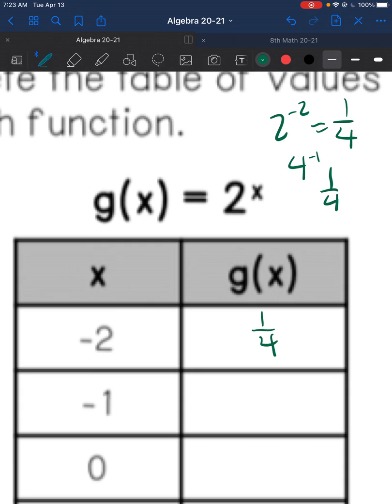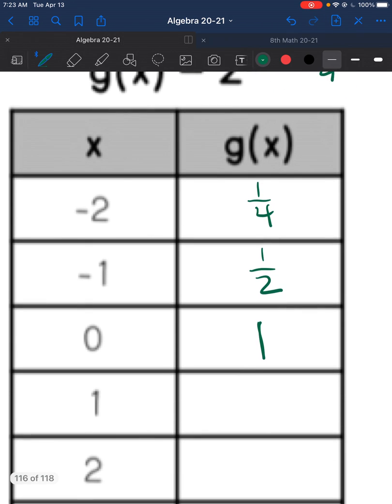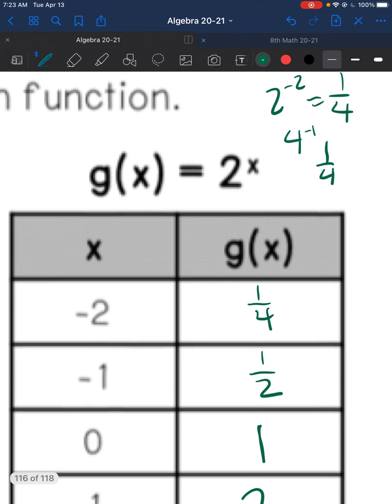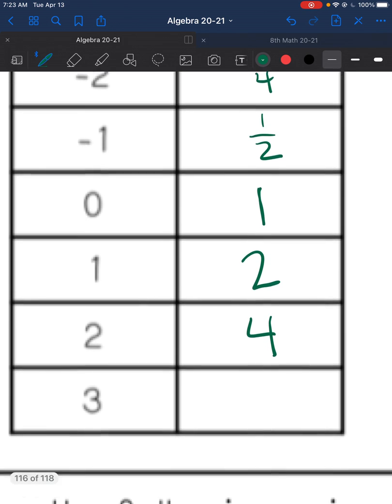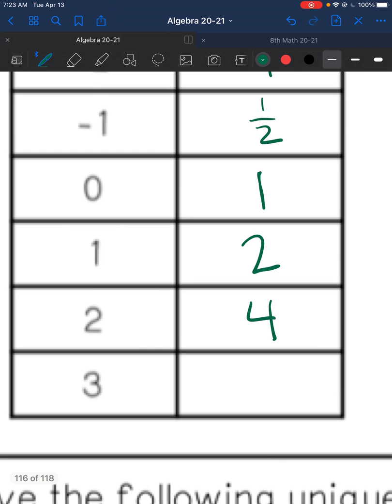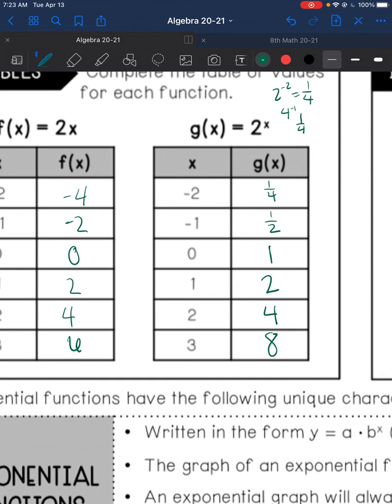So 1/4, -1 would be 1/2. 0 power, anything to the 0 power is 1. Anything to the 1 power is itself, so 2 to the 1 power. 2 squared is 4. And 2 cubed is 8, so 2 to the 3rd power. What I want you to do is look at the differences that we've got in numbers. Look at the y values and how they change. What does our rate of change look like?